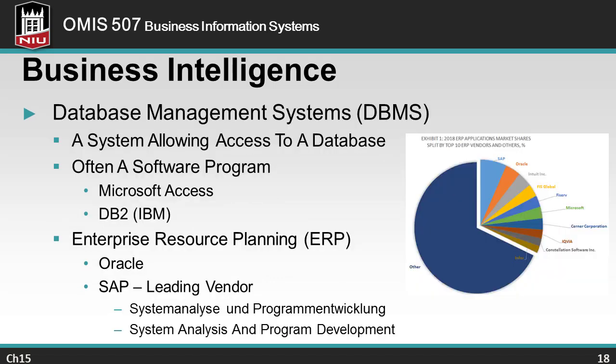Database management systems, or DBMS, come in many forms. DBMSs are often based upon a software program like Microsoft Access or DB2 from IBM. More advanced systems can be integrated with the tools necessary to run the entire enterprise. Enterprise Resource Planning tools, or ERP, are often used by larger multinational organizations. Two of the most popular ERPs are Oracle and SAP. The ERP market share data for 2018 is shown here.